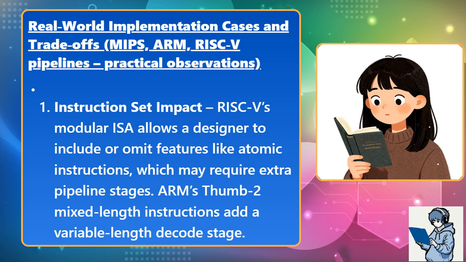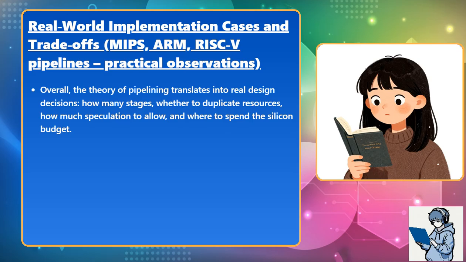Instruction set impact. RISC-V's modular ISA allows a designer to include or omit features like atomic instructions, which may require extra pipeline stages. ARM's Thumb-2 mixed-length instructions add a variable-length decode stage. Overall, the theory of pipelining translates into real design decisions: how many stages, whether to duplicate resources, how much speculation to allow, and where to spend the silicon budget.